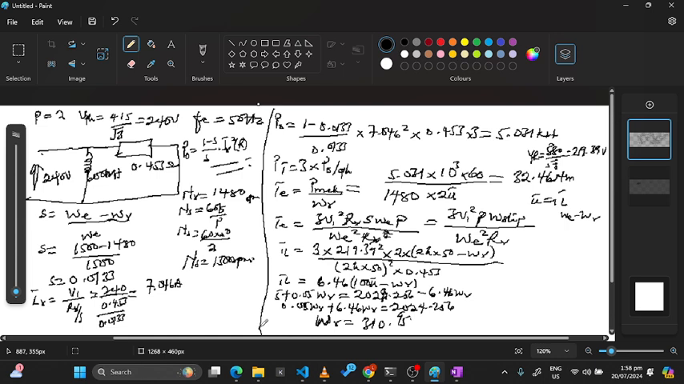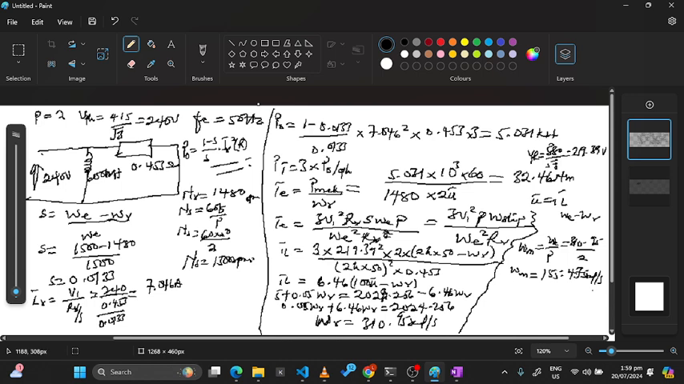310.95 rad per second. Okay, but you are supposed to look for the mechanical speed, not the electrical speed, because this is the electrical speed. So then the mechanical speed is equal to the electrical speed divided by the pole pair. So this will give you 310.95 divided by 2. So then the mechanical speed should be equal to 155.475 rad per second. I hope this is making sense.